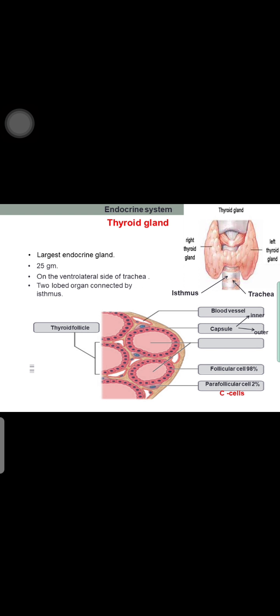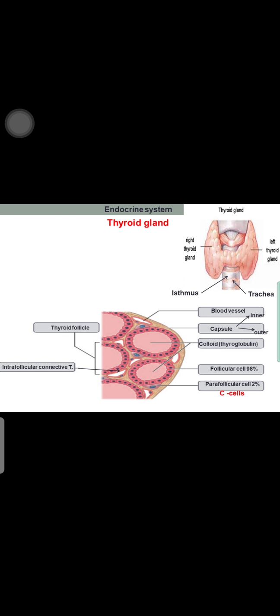And each thyroid follicle holds a jelly-like substance called colloid or thyroglobulin. Thyroglobulin is the inactive form of the thyroid secreted hormone, thyroxine, and it becomes activated by TSH, or thyroid stimulating hormone, produced by the anterior lobe of the pituitary gland. And all these thyroid follicles are held together by a connective tissue called the interfollicular connective tissue.